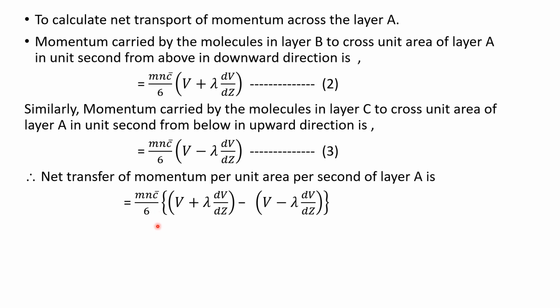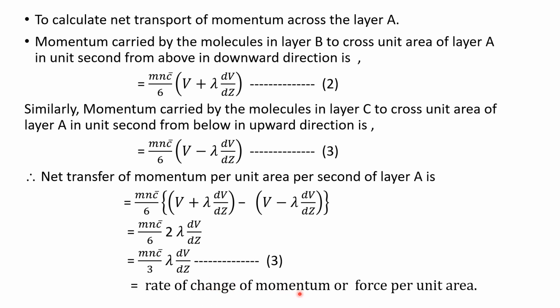And it is mn c bar by 6 into bracket v plus lambda dv by dz minus v minus lambda dv by dz. Now simplify this internal bracket term. Here v cancels, plus lambda dv by dz minus minus lambda dv by dz, it is twice, and therefore the term becomes mn c bar by 6 into 2 lambda dv by dz. Simplify again, mn c bar by 3 into lambda dv by dz, and it gives the rate of change of momentum or force per unit area.